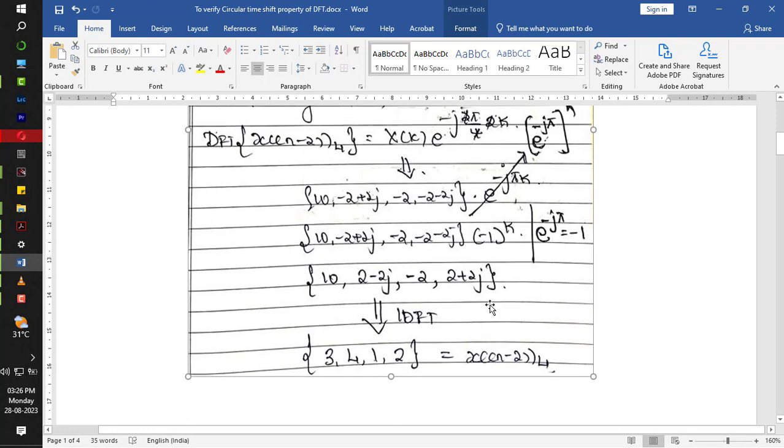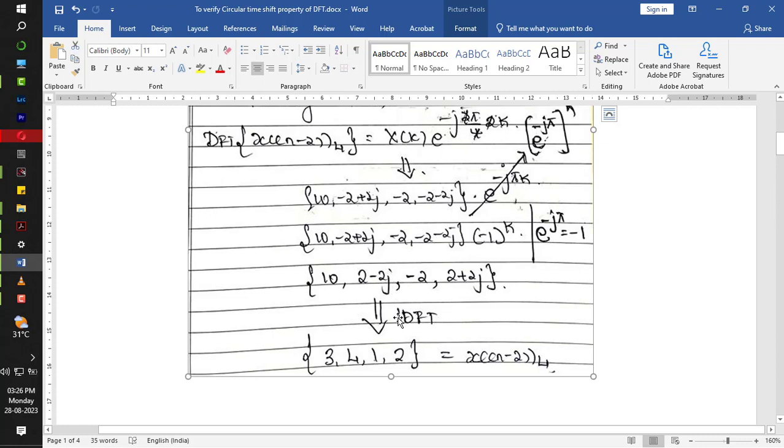Now since k takes values from 0 to N minus 1, and N is 4 in our case: when k equals 0, minus 1 power 0 is 1, and 1 times 10 is 10. When k equals 1, minus 1 power 1 is minus 1, and minus 1 times minus 2 plus 2j is 2 minus 2j. When k equals 2, minus 1 squared is plus 1, and plus 1 times minus 2 is minus 2. And when k equals 3, minus 1 power 3 is minus 1, and minus 1 times minus 2 minus 2j is 2 plus 2j. So this is what we get after multiplying X of k with this sequence.